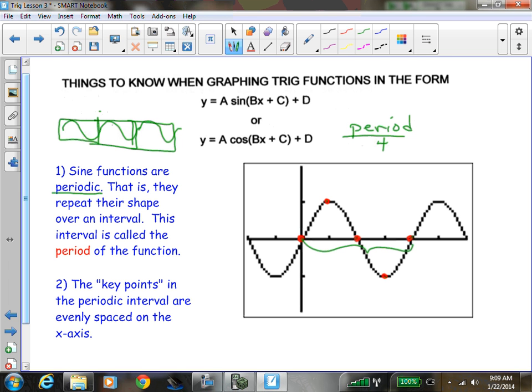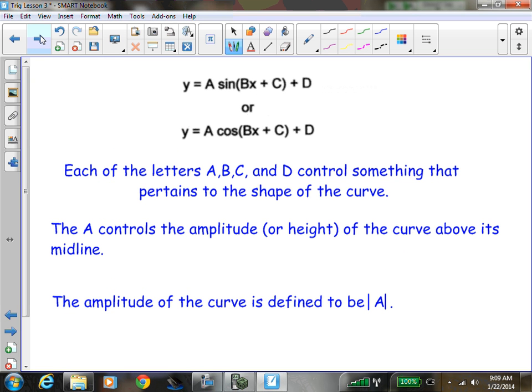But that's the basic part in which we're going to start. All right, now, here's just the basic 2 functions again, and I start here by saying the things I just said to you: each of the letters A, B, C, and D control something that pertains to the shape of the graph. The A controls the amplitude, or the height of the curve above the midline, and the amplitude is defined to be the absolute value of A.